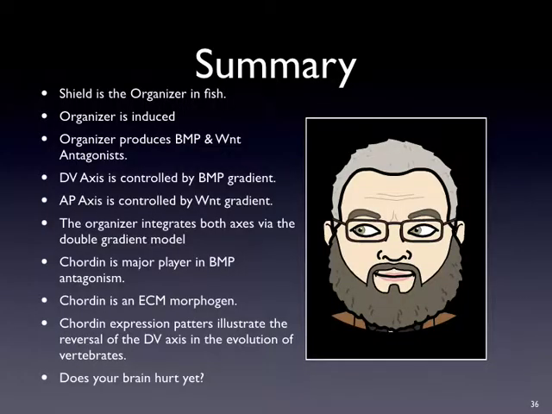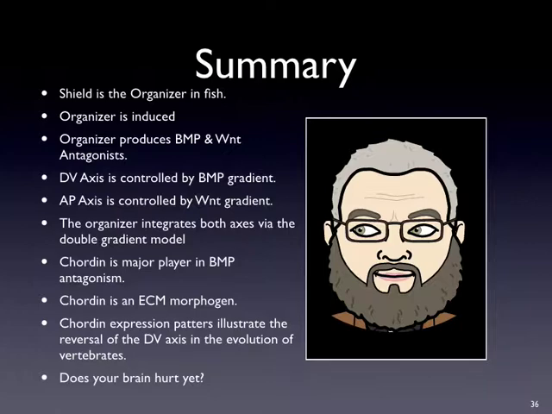Okay, let's summarize. Well, we learned today that the organizer is called the shield in fish. We have reiterated that the organizer is induced by the Nieuwkoop center. We've talked about the molecules involved. We discussed how the organizer produces antagonists or inhibitors of TGF-beta superfamily proteins. And we learned, interestingly, that the DV axis is essentially controlled by the BMP gradient, and the AP axis is essentially controlled by a Wnt gradient.